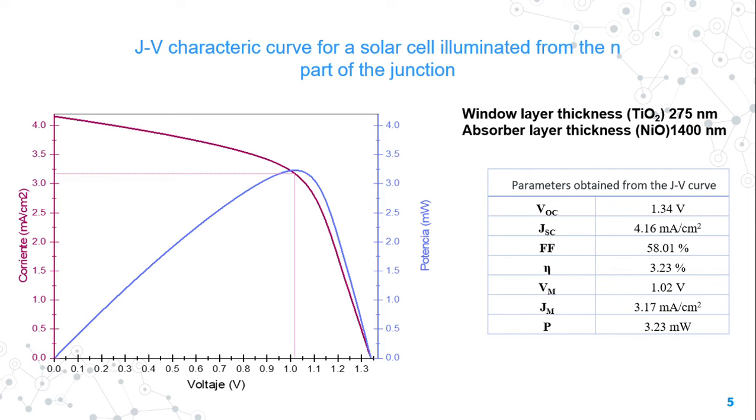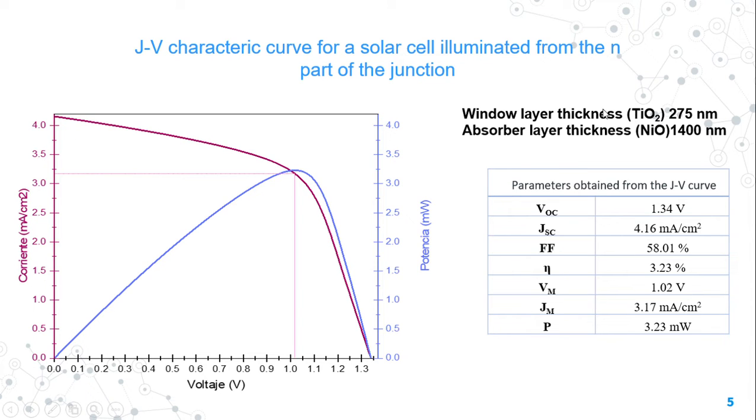What is happening in the simulation? According to the results, we have here the JV characteristic curve for a solar cell illuminated from the P part of the junction. Here we can see that several simulations were made to find the best thickness of the window and the absorber layer.